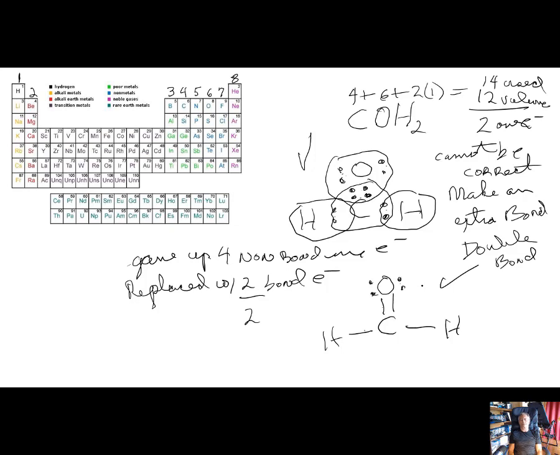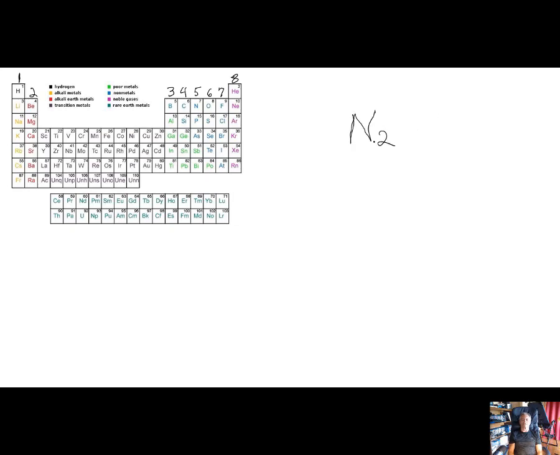There'll be some instances where that doesn't occur, but those are rare. Let's do dinitrogen, N2. First thing we want to do is count up the number of valence electrons. We've got nitrogen, there's 2 of them, and each nitrogen has 5 valence electrons. So that's 10 valence electrons total, okay? All right, so let's go ahead and draw the structure.